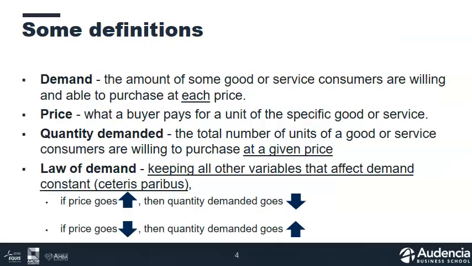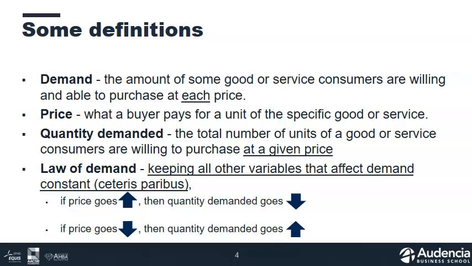So some important definitions to keep in mind as we study demand. Demand is the amount of some good or service you're willing and able to purchase at each price. And this is an important fact, when we talk about each price, and you'll see what that means in a few minutes. The price is what the buyer pays for one unit of a specific good or service. The quantity demanded is the total number of units of a good or service that you will buy at a given price. So if the price is 10, how much will you buy? That's the quantity that you demand.